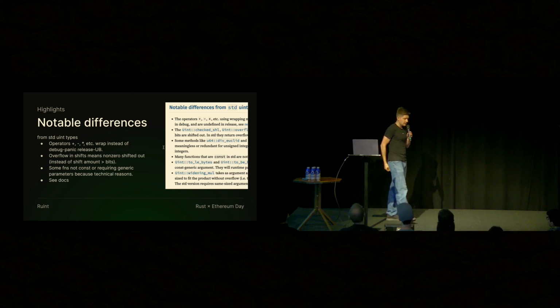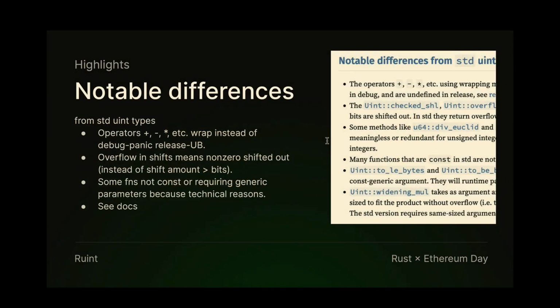So now, I said it was mostly compatible with std, and indeed, if you find anything non-obvious and different about these uints versus the built-in native ones, that's a bug and you should report it. But there are a couple of changes. The standard operators, plus, minus, multiply, etc., they wrap by default. Kind of a design choice, the built-in Rust ones will panic in debug mode and then silently do undefined behavior in release mode, which is not a good idea.